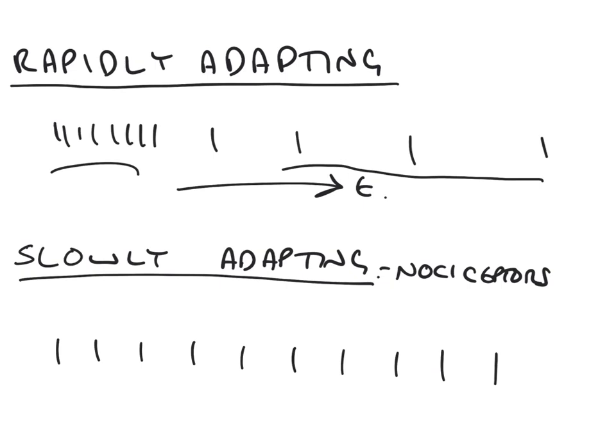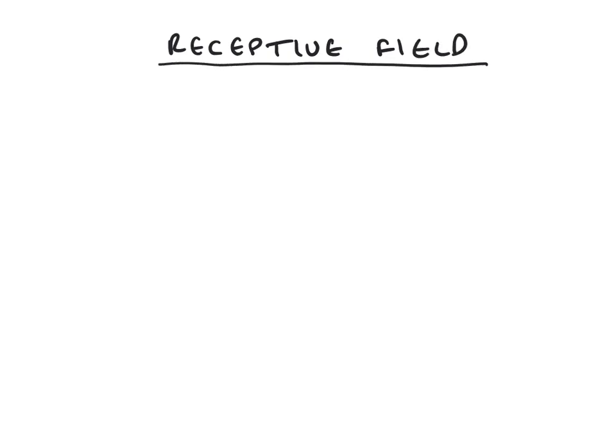Having talked about the temporal properties of sensory neurons, it's now worthwhile us taking a little look at their spatial properties. The important consideration when thinking about the spatial properties of sensory neurons is the concept of the receptive field. And the receptive field is essentially the area of skin that a sensory neuron collects information from.